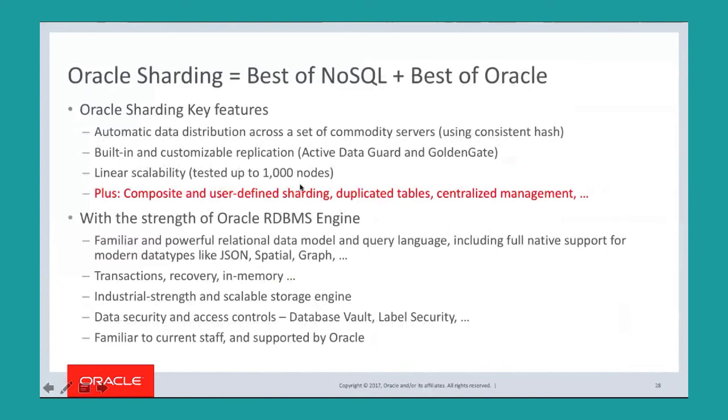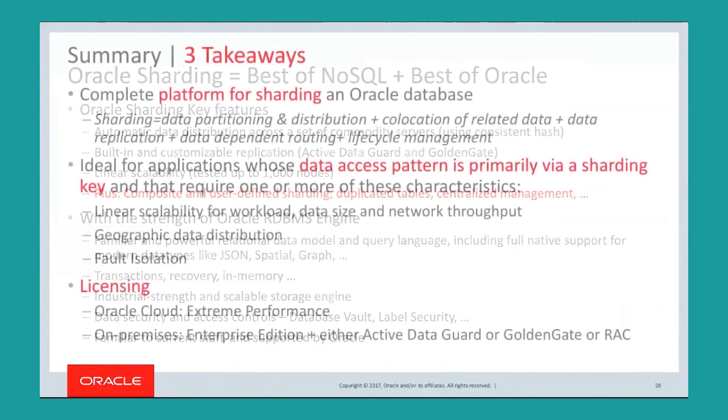You get all of that, but you're not sacrificing ACID. You're not sacrificing consistency, right? You're not sacrificing your transactions. And then you get all your traditional strengths of an Oracle database, whether it's security, whether it's compression, or multimodality, relational, JSON, they're all supported by the sharded database. Okay, so you get the best of both worlds in this.